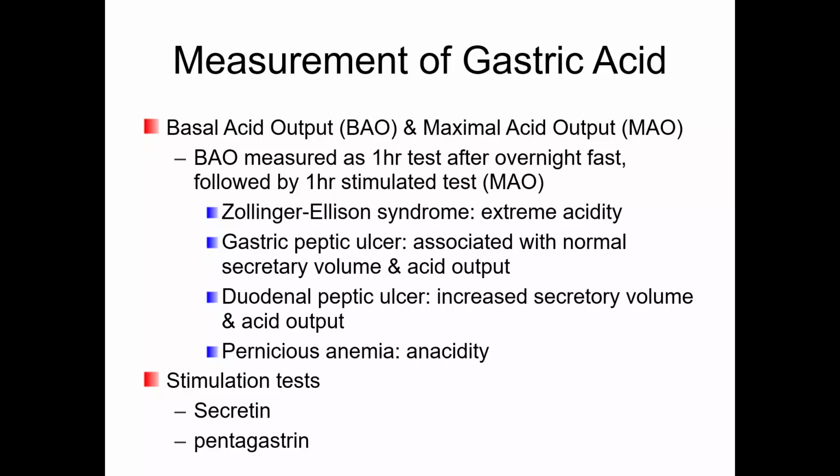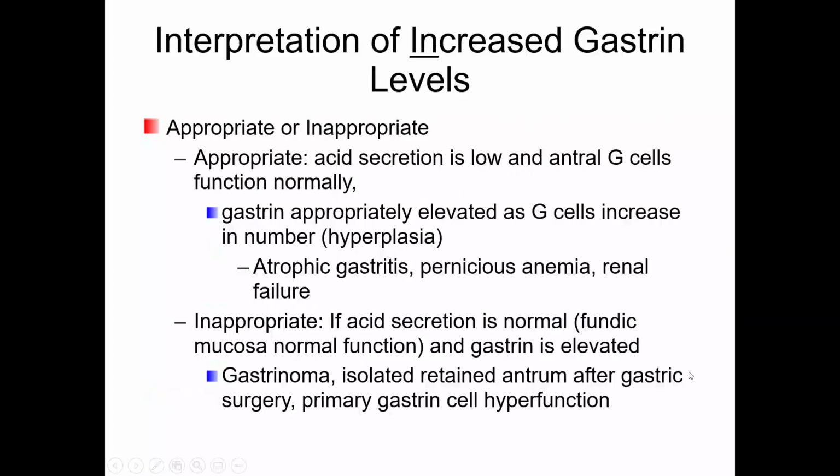Basal acid output and maximal acid output. BAO is measured as a 1-hour test after an overnight fast, followed by a 1-hour stimulation test. ZE syndrome shows extreme acidity. Gastric peptic ulcer is associated with normal secretory volume and acid output. Duodenal peptic ulcer has increased secretory volume and acid output. Pernicious anemia is anacidity. And then there are stimulation tests for secretin and pentagastrin.